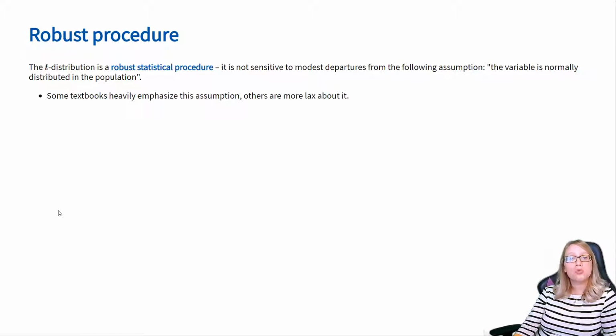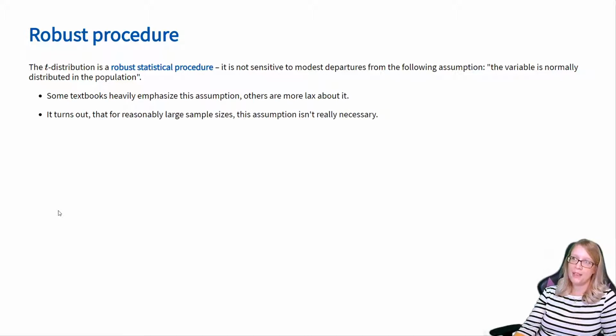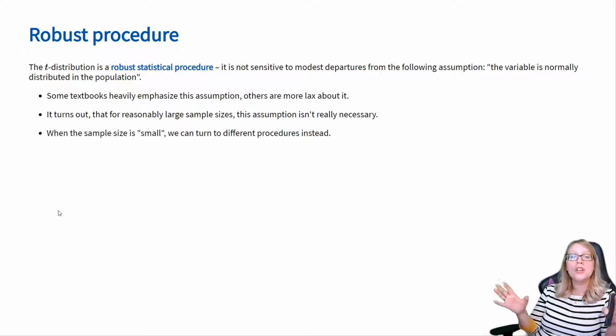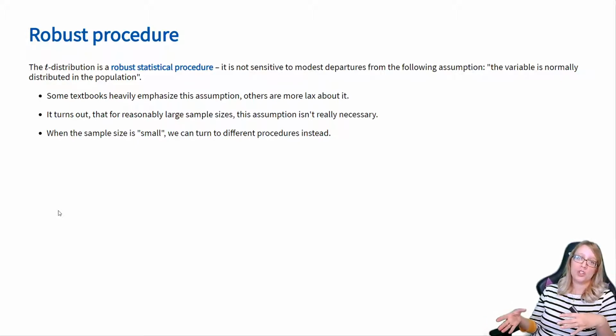Some textbooks really hammer this assumption in, others are hand-wavy. I tend to fall in the middle. As long as our sample size is large enough and our data isn't severely skewed, so isn't strongly skewed left or skewed right, the t-distribution tends to work fairly well. I do want to mention at this point that when the sample size is small, there are other procedures that we can use.